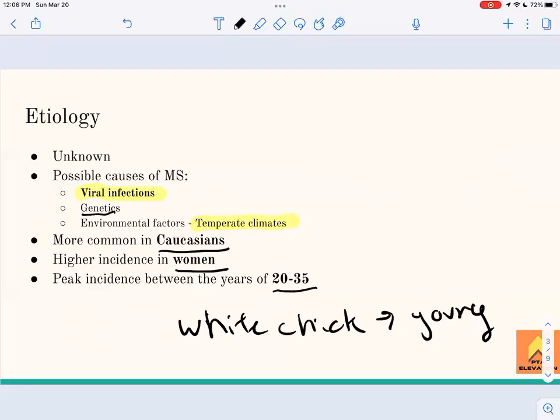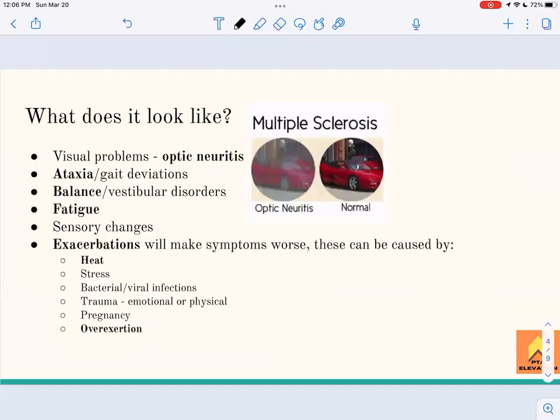So let's get into what it looks like. We're going to see a lot of different problems with MS. Remember, this is an upper motor neuron disorder, so we're starting to see spasticity, hyperreflexia, and problems with moving; the muscles still work half the time, but they're being weird. You'll see visual problems, and the biggest one is optic neuritis. If you see optic neuritis, automatically associate it with multiple sclerosis. This is normal, and this is with optic neuritis: super fuzzy, super blurry.